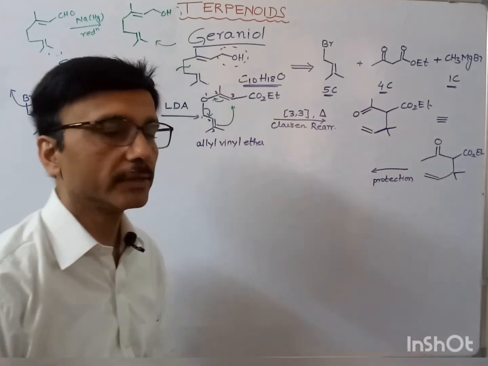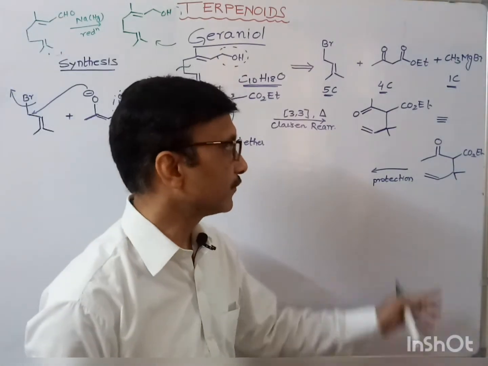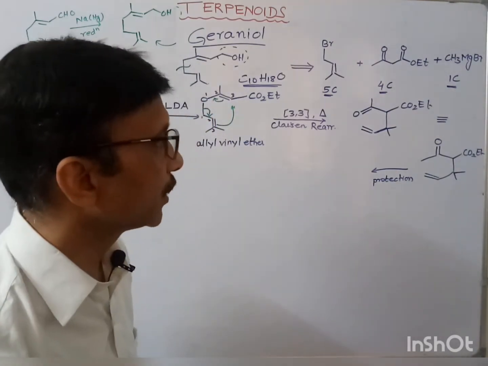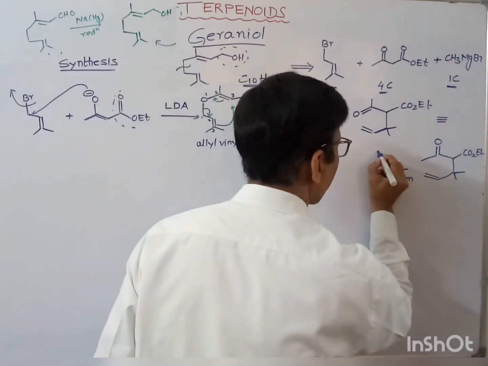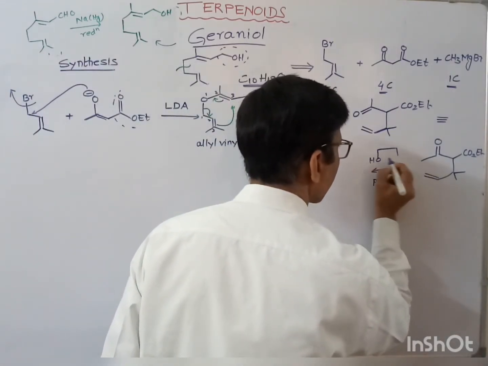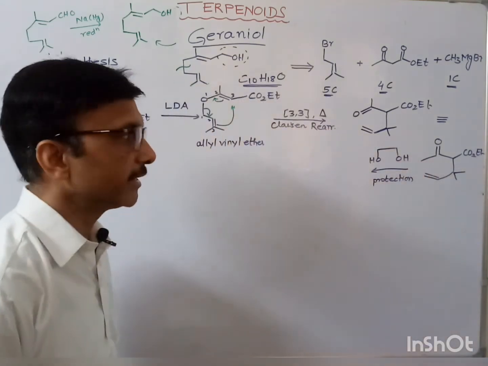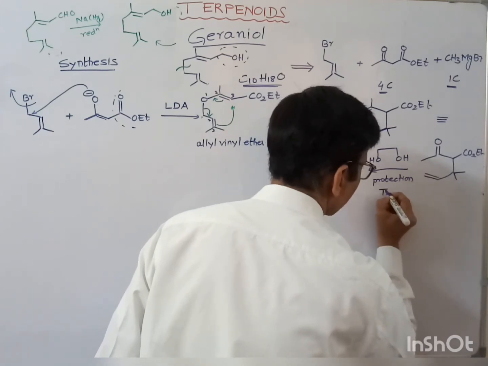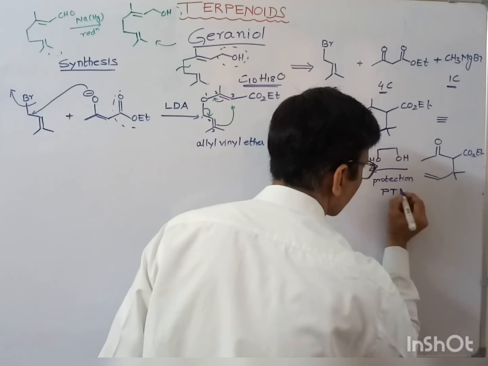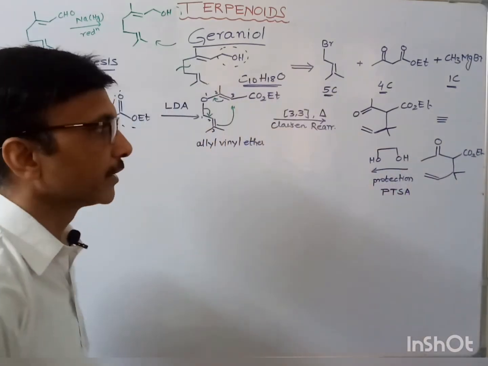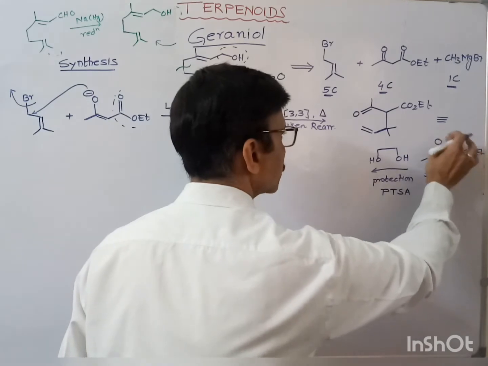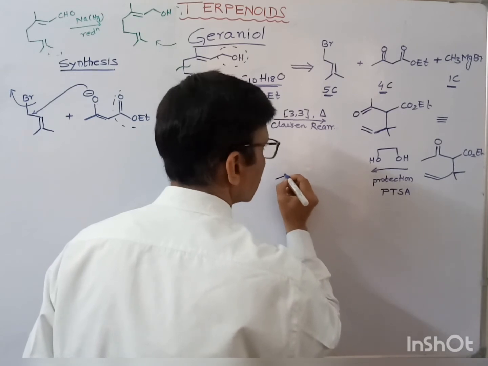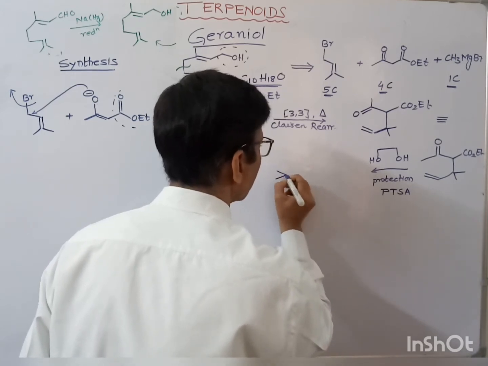In protecting group chemistry, I have told you the keto group can be protected by either a 1,2-diol, a 1,3-diol or a thiol also. So I am taking ethane diol and using some acid, suppose PTSA, para-toluenesulfonic acid, as the acid. Now, what we will get? This keto group would be converted into the cyclic ketal.